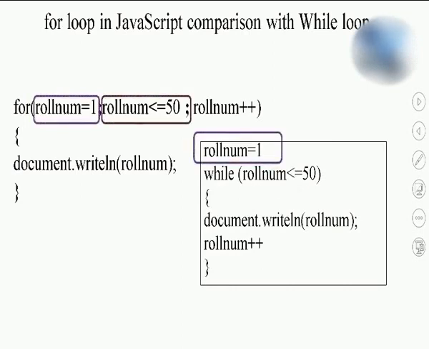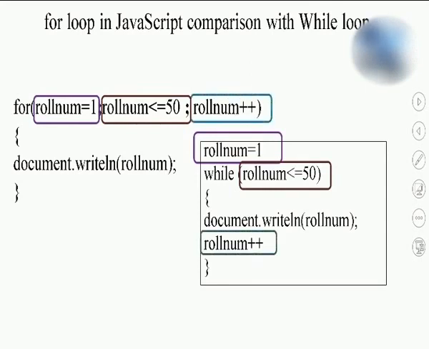Now here, this is the condition written in the for loop. This is the condition in the while loop. This is the increment part, which is written inside the brackets of the for loop, and in the while loop, you need to write the increment part inside the loop, only inside the curly brackets. Students, do remember to write the increment or decrement part over here, because if you don't write it, the program will go into an infinite loop.